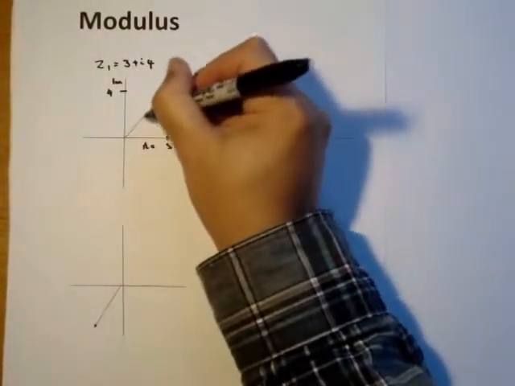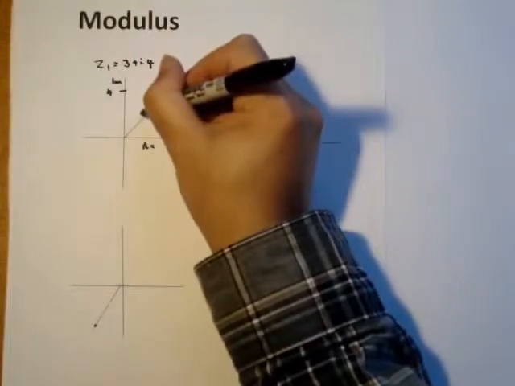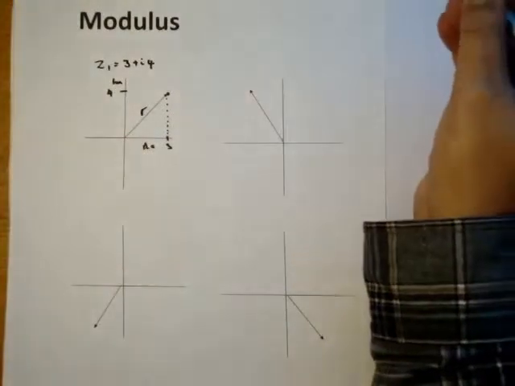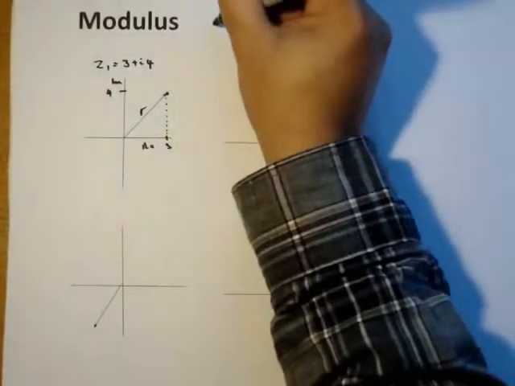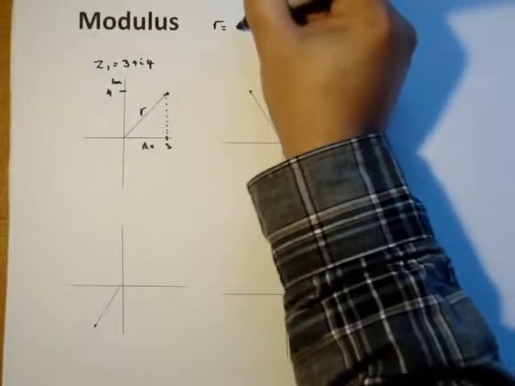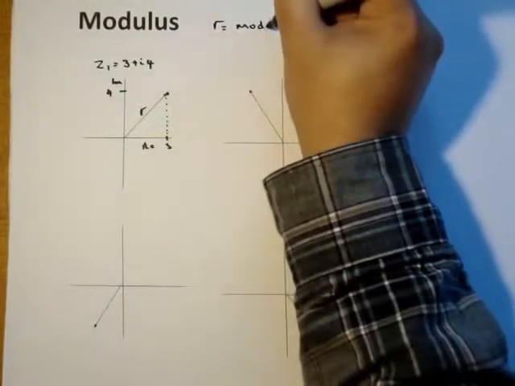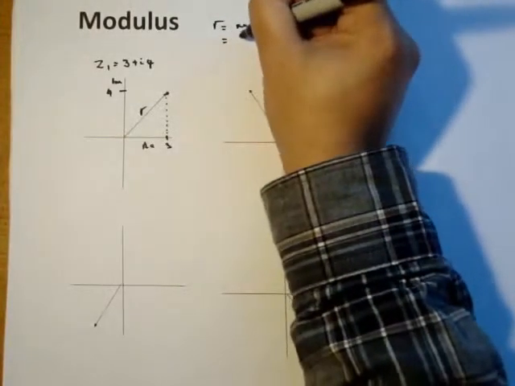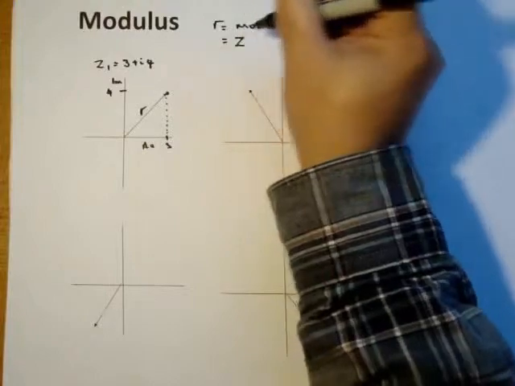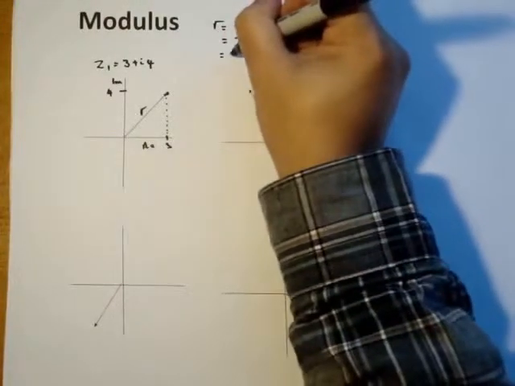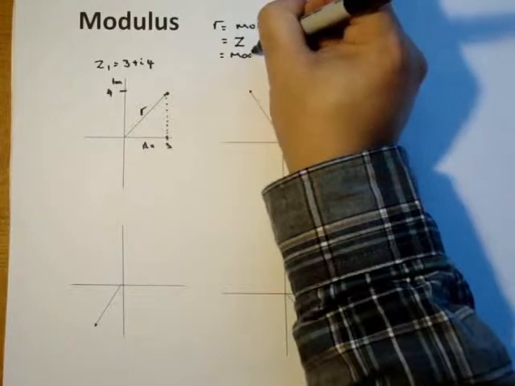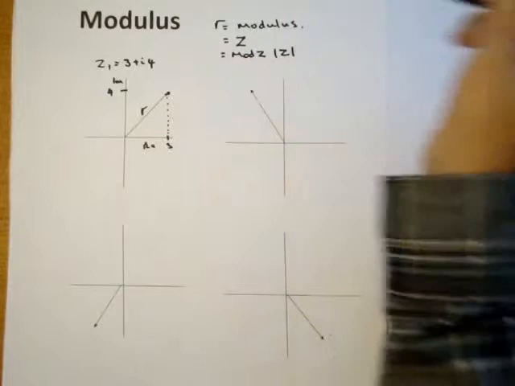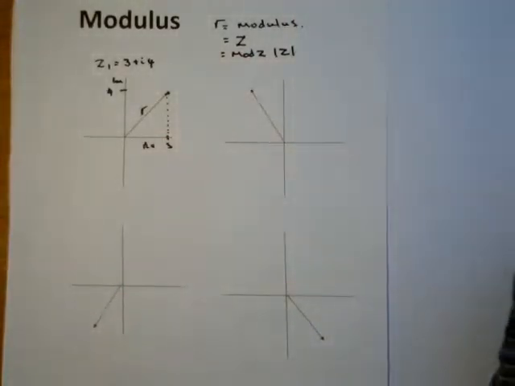This distance of the vector is called r. r is the magnitude of the vector, or the length, and that has a special name. So r is called the modulus. It's also named mod z, or z with a modulus sign around it.